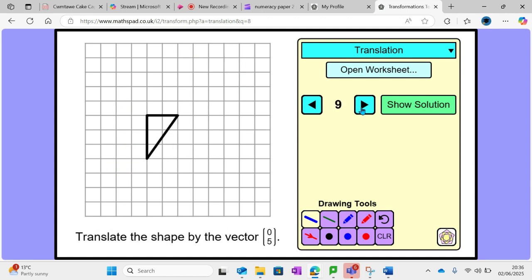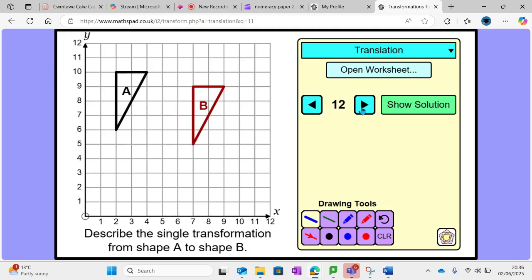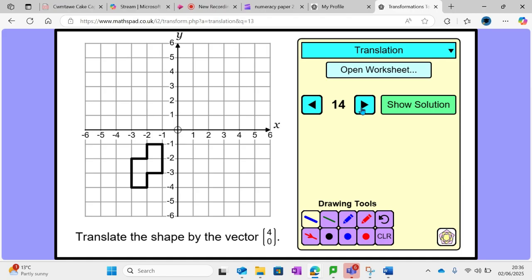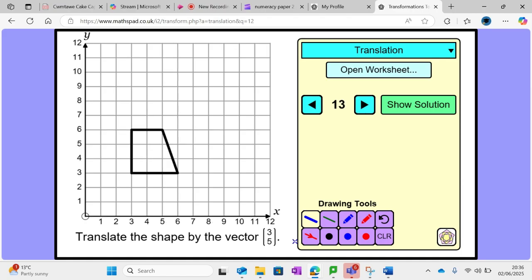Sometimes it's better to do ones on grids. Let's try this one. 3, 5. The top number is right or left. If it's a +3, we'll take a point. Doesn't matter which point. We'll take this one. It would be 1, 2, 3 to the right, and the bottom number is positive, so that's up. 5 up. 1, 2, 3, 4, 5.